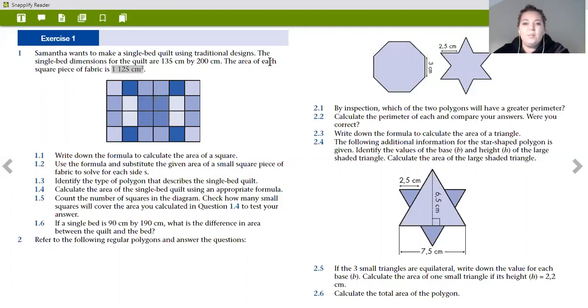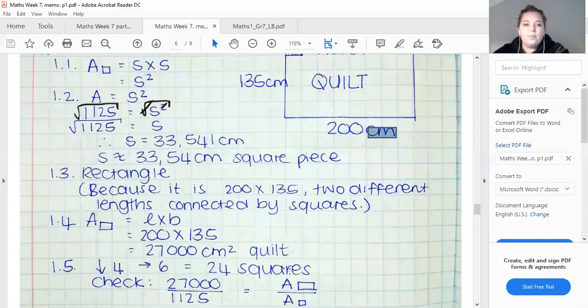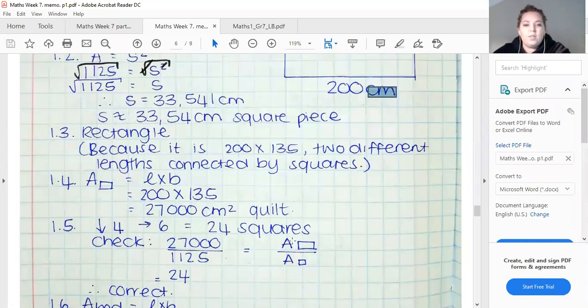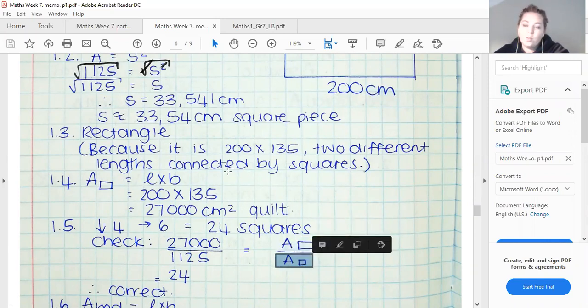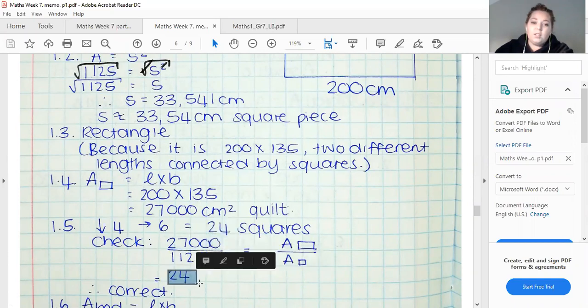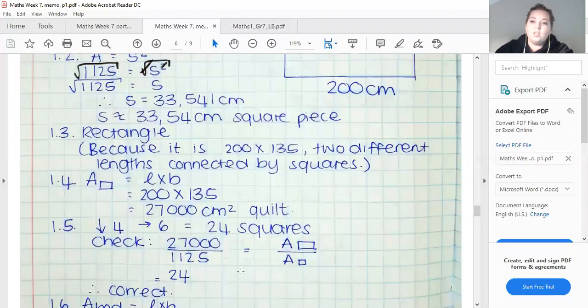If you look at my answers here, we've taken the area of the quilt and divided it by the area of the small square, which they gave us. So 27,000 divided by that gives us 24. That means 24 squares can fit into the entire quilt. So we are actually correct. If we counted 24 squares and we calculated 24 squares, then we are correct. Okay, 1.6.